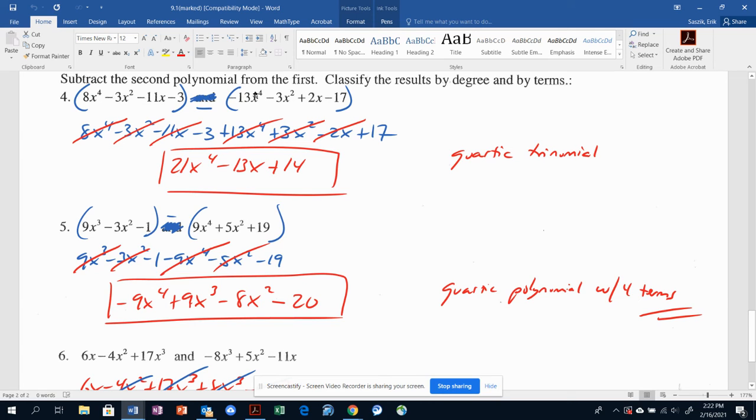So negative 1 times negative 13x to the 4th is positive 13x to the 4th. Negative 1 times negative 3x squared is positive 3x squared. Negative 1 times 2x is negative 2x. You see, so all the signs ended up changing for this stuff in the back half. Now we have no more parentheses, we have one long string, and now we just combine like terms like we did before with addition. 8x to the 4th and 13x to the 4th is 21x to the 4th. The next highest power is the 2, but those cancel out. Negative 11x and negative 2x is negative 13x. You see?